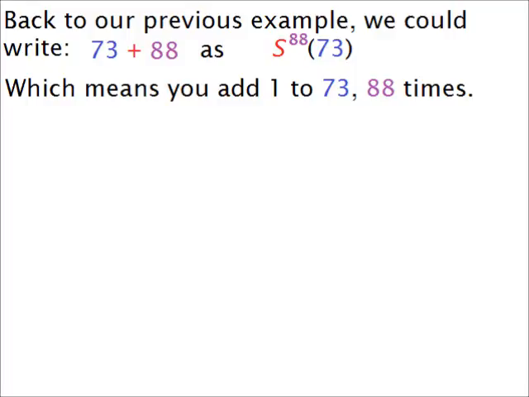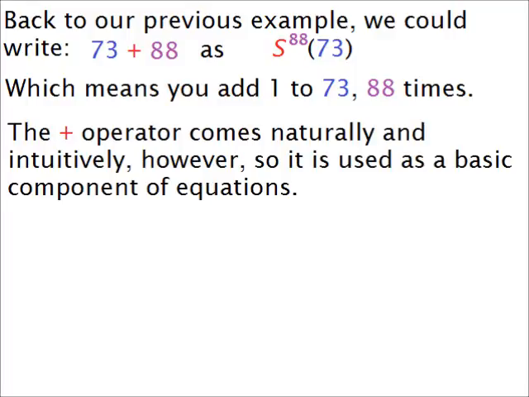Back to our previous example, we could write 73 plus 88 as successor function index 88 of 73, which means you add 1 to the 73 88 times. It's a chain of plus 1s. The plus operator comes naturally and intuitively, however, so it is used as a basic component of equations. Also, it's easy to just get a calculator and type 73 plus 88 equals. That's how we usually calculate it these days.